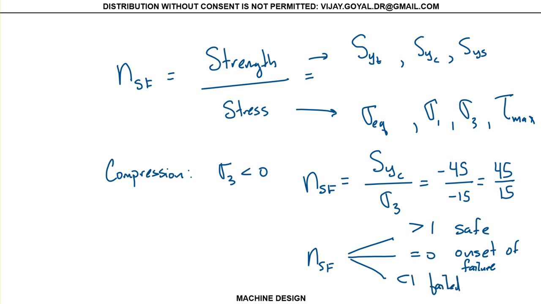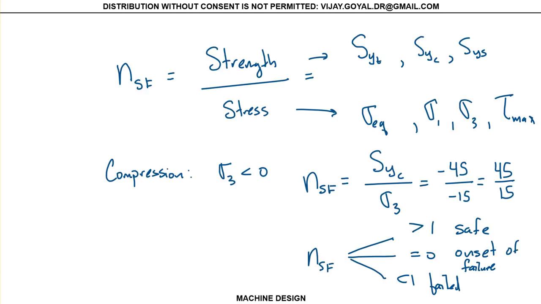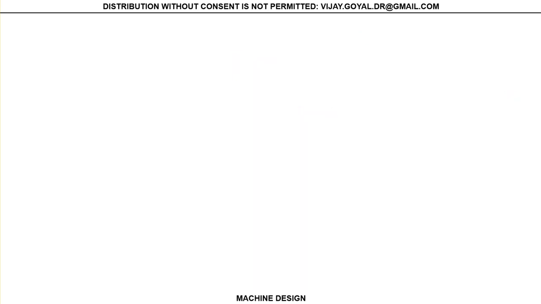What happens in the case that you're working with shear critical? If I'm working with the case of shear critical, then your factor of safety will be SYS divided by tau max. We will learn how to find these values as we move along in our discussion today. So this is important.